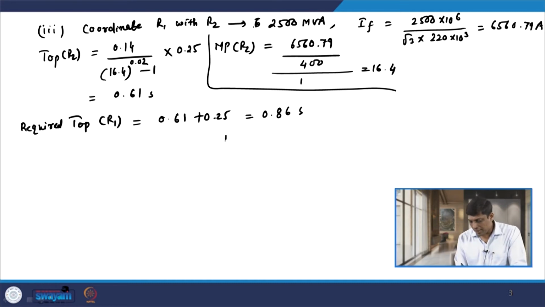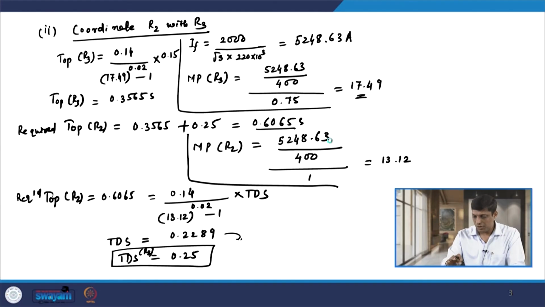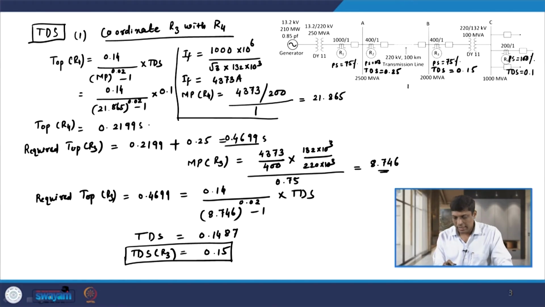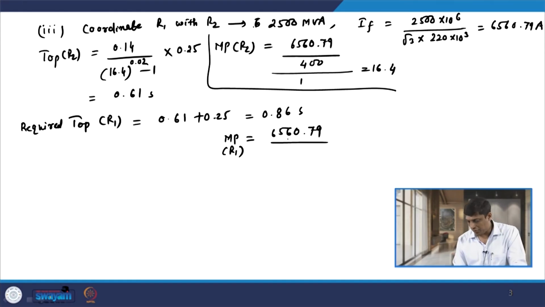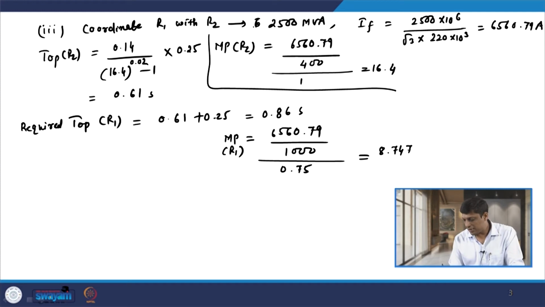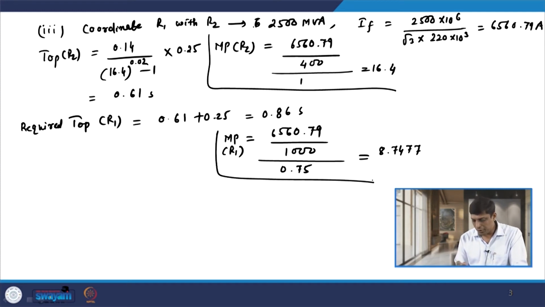So, for the same fault level, now let us calculate the value of multiple of pickup current for relay R1. That is equal to 6560.79 divided by CT ratio of relay R1, that is 1000, and its plug setting is 0.75. So, this is 1000 divided by 0.75. If we solve this, then that comes out to be 8.7477.